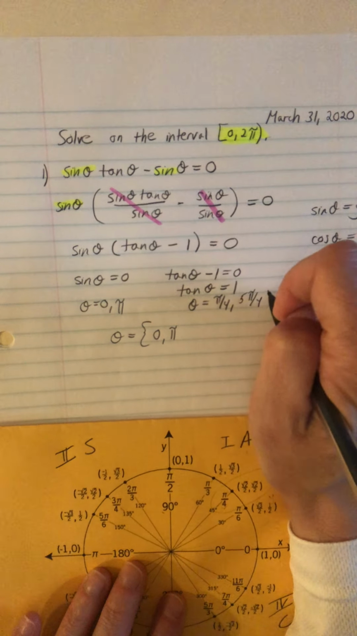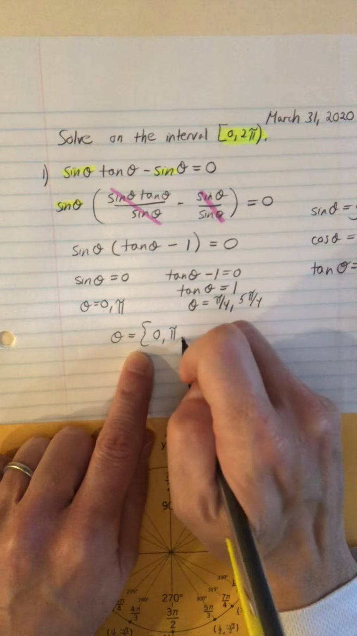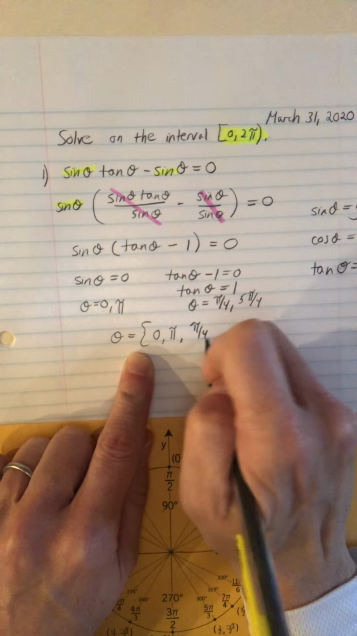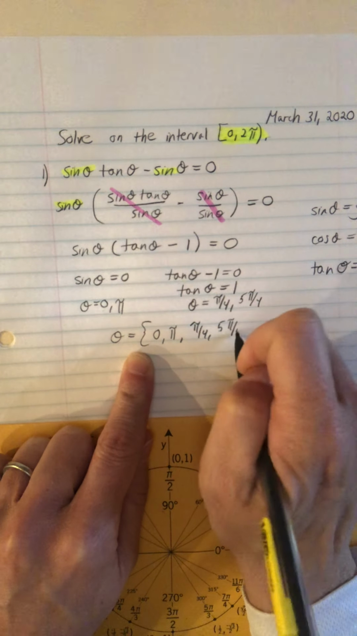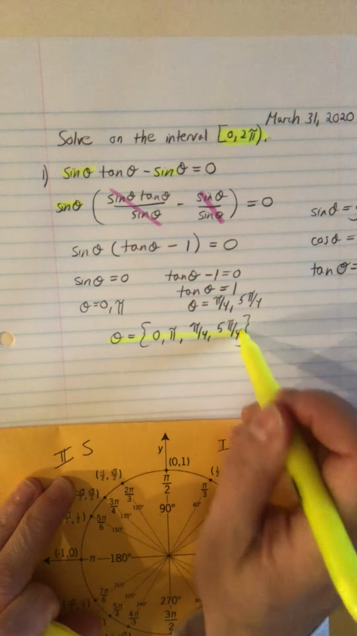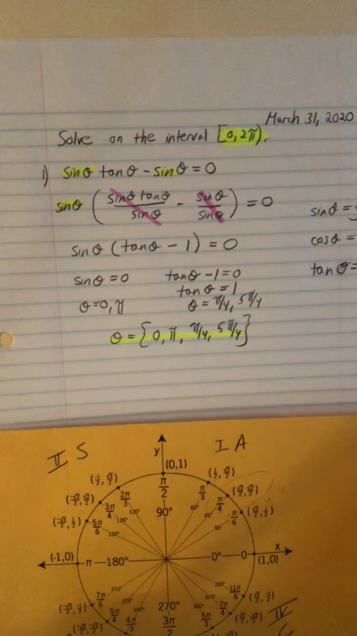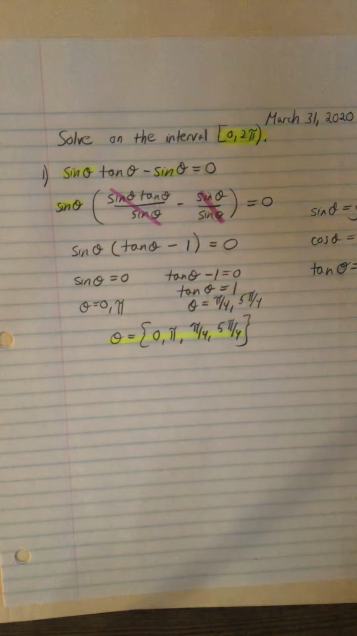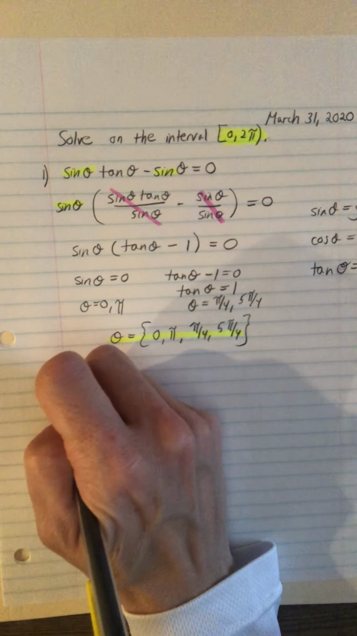So you're going to take those 4 solutions and put them down here because all 4 of them can be solutions to my original equation. That's number 1. All right, guys? Now, let's try another one. Let's take a look at 2.